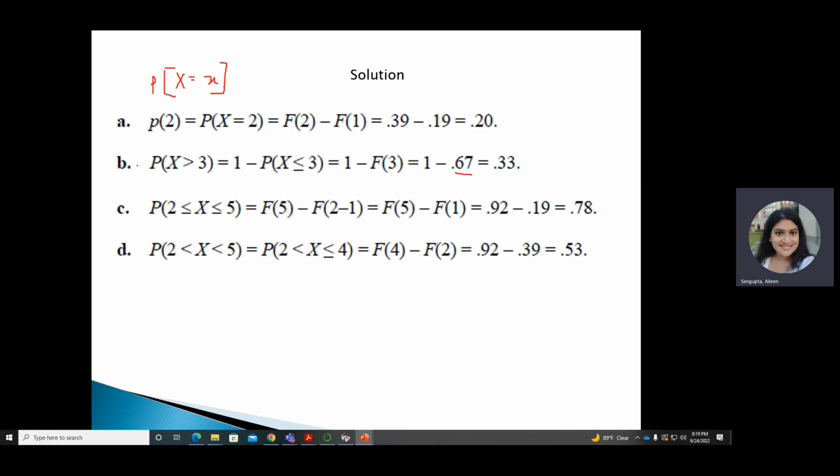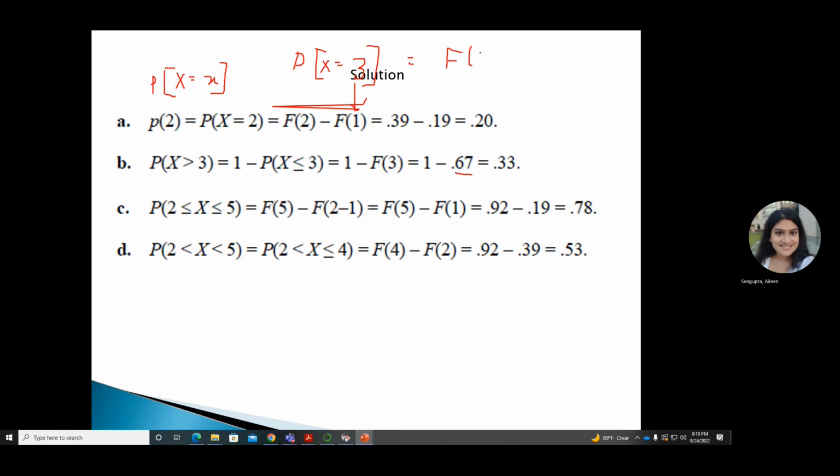Now remember that we are not given x equal to. This is less than or equal to. What I'm trying to explain is that if this was given, then we would have done the problem exactly this way: f of 3 minus f of 1. Oh, sorry, f of 2. And then we would have gone about solving the problem.